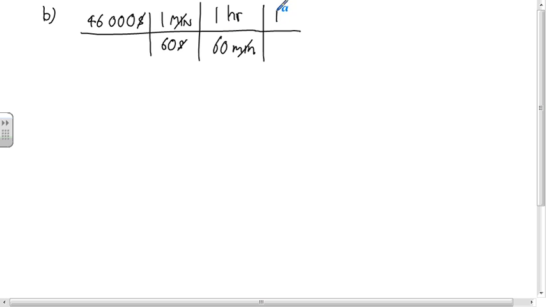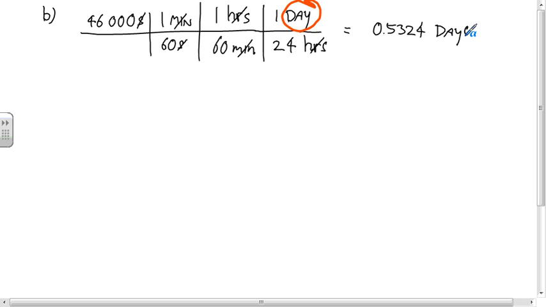So we're going to go 1 day over 24 hours. So the hours cancel, and you're left with units of days. Okay, there's no other units in there. And if you take 46,000 times 1 times 1 times 1 divided by 60 divided by 60 divided by 24, you get the same thing we got with the other approach, 0.5324 days. Yep.